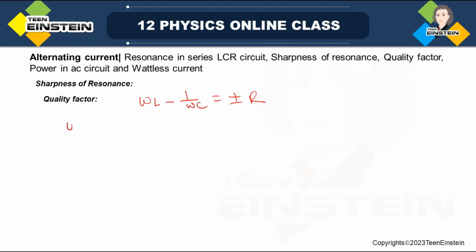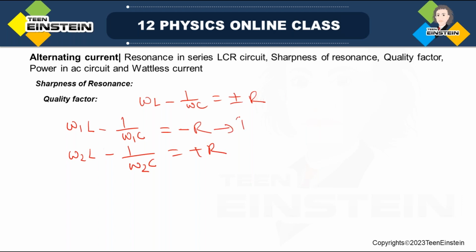So I can write this as minus R, and for omega 2, omega 2 L minus 1 over omega 2 C is equal to plus R. Okay, these are two equations.